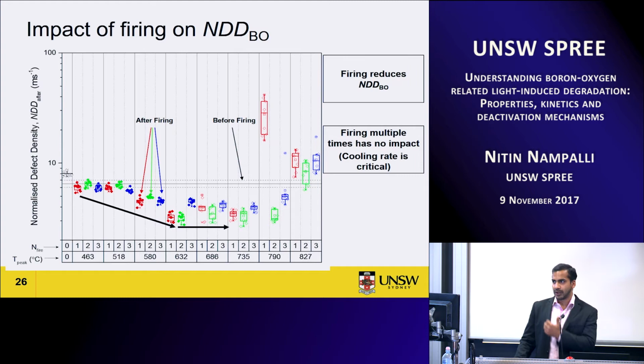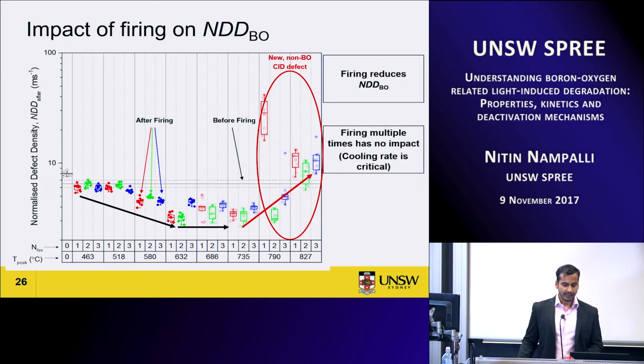So what this is telling us is that the cooling rate of the firing profile, and not the thermal budget, is what really affects the trap density. And of course, this increase over here that you see is the effect of this new non-boron-oxygen CID defect that we're seeing, so ignoring that data.